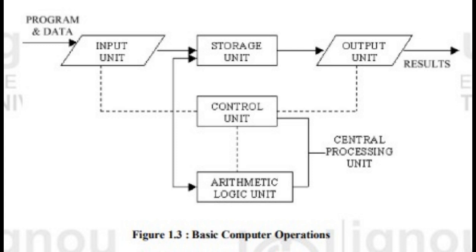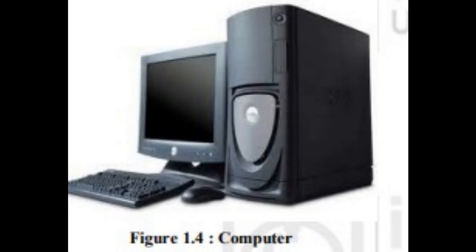The storage unit performs the following major functions. A. All data and instructions are stored here before and after processing. B. Intermediate results of processing are also stored here. Look at the screen for table content. Figure 1.3, Basic computer operations.